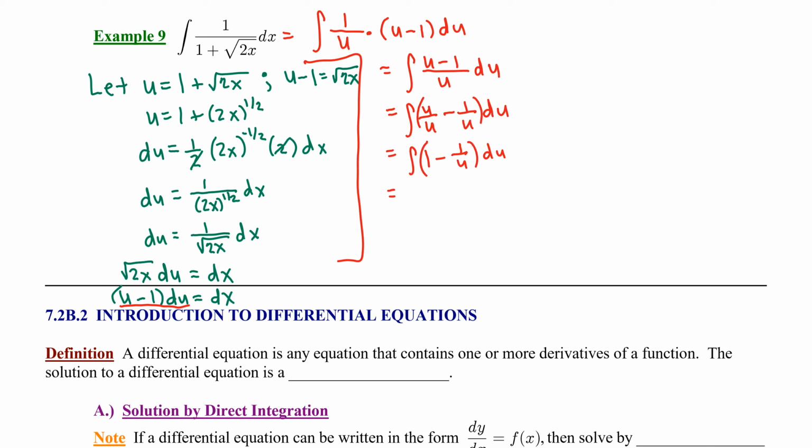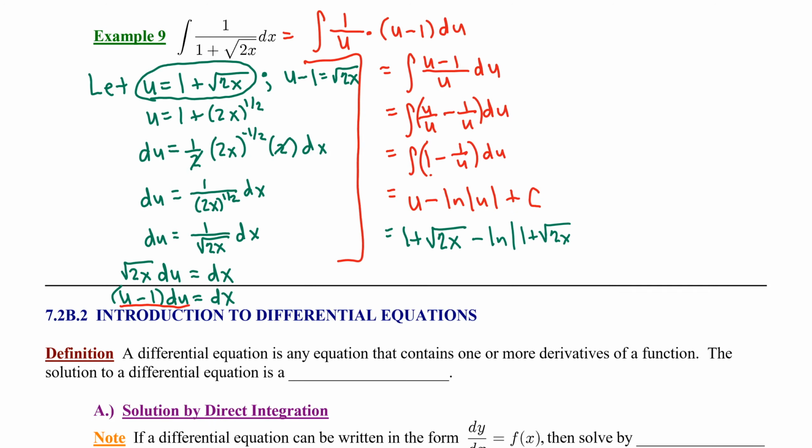Now we can integrate term by term. The integral of 1 with respect to u is u, and the integral of 1 over u is the natural log of the absolute value of u. And since it is an indefinite integral, we will add our constant of integration. Now let's go back and recover our original variable. Remember, u is 1 plus the square root of 2x. So we're going to replace that first u with 1 plus the square root of 2x, and we're going to replace that second u also with the same thing. And we've got our arbitrary constant. So we have our antiderivative in terms of x.